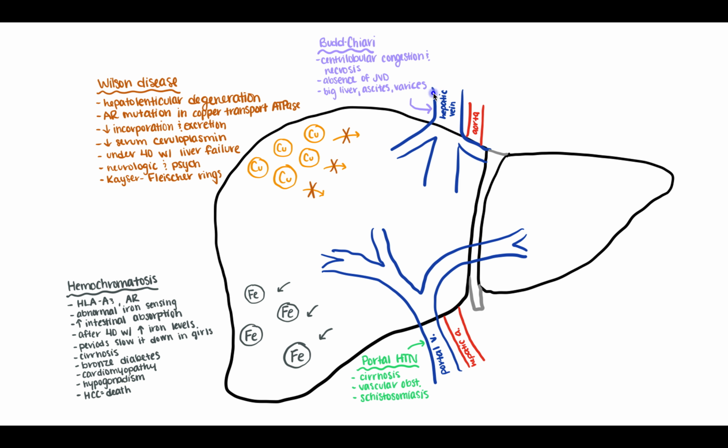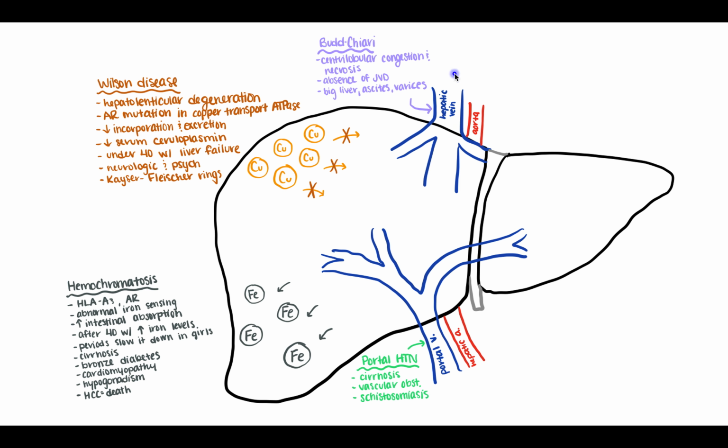This is where you're going to get Budd-Chiari, which is a central lobular congestion and necrosis. And so if you think about having some type of congestion or necrosis in this vein that would drain into the IVC, it would make sense that if you have a patient with Budd-Chiari, they would not have a jugular venous distension, because that's where the blood is coming from to go up into the jugular vein. And it would also make sense that if you cut this vein off, you're going to have a big liver.